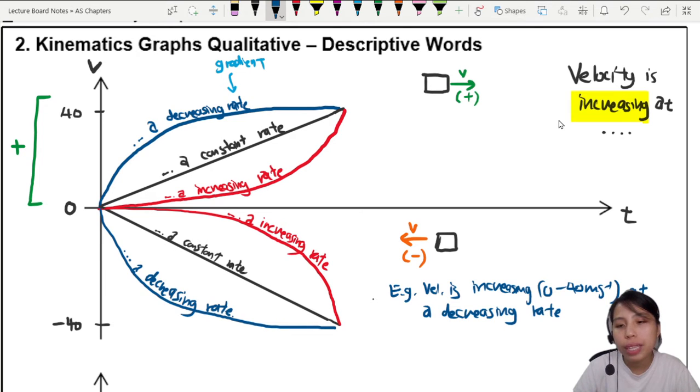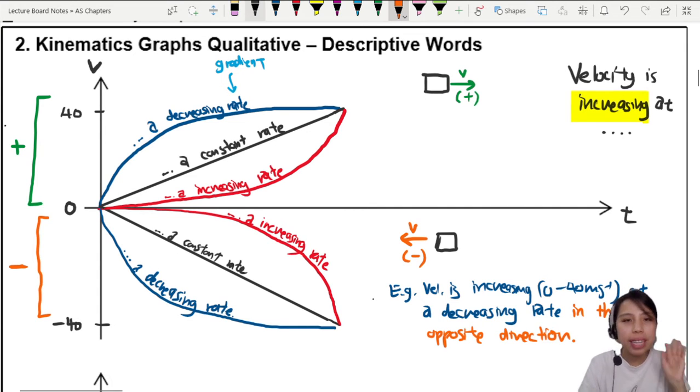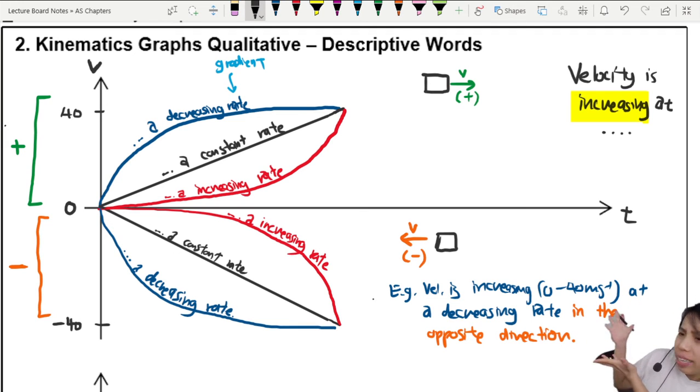And oftentimes, when there's a change in sign, let's say from positive, suddenly you go to the negative. So now your graph is in the negative region. Oh, change direction already. So this positive, negative tells you the direction. So we got to say also in the opposite direction. That is the best way you can explain this graph.